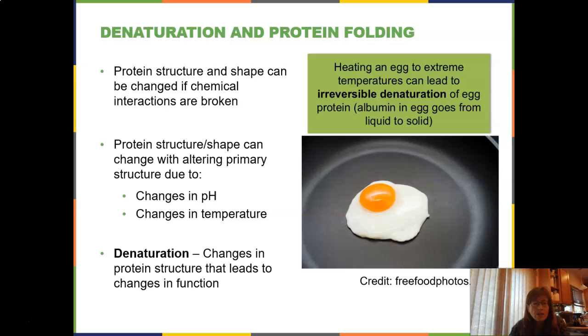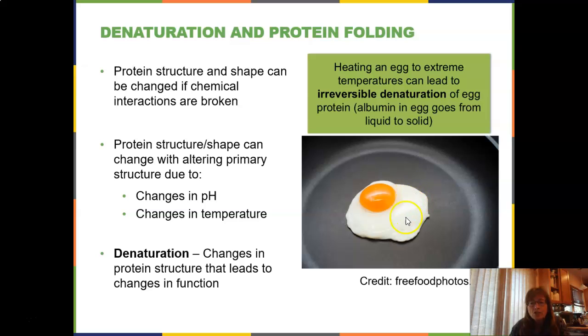But if it's a serious denaturing, where it actually breaks down the primary structure of the protein, then it can't go back to the way it should be, and that is being irreversibly denatured. So an example here is this fried egg. The egg white is protein. When you put it in a skillet and it's hot, it's going to cause those long bonds of the primary structure to break down and kind of unravel.